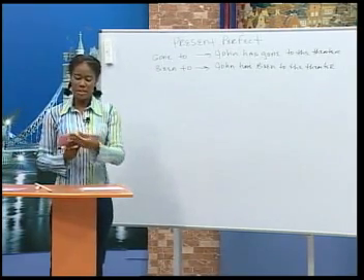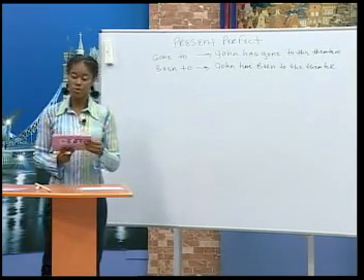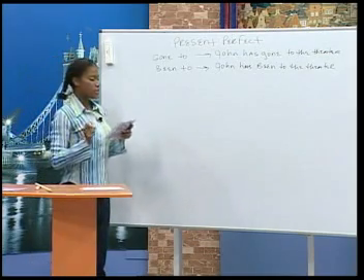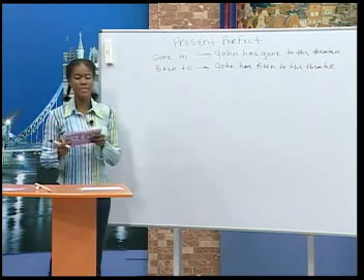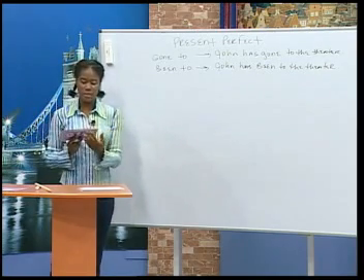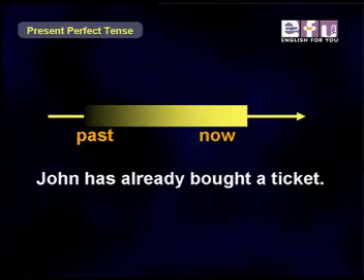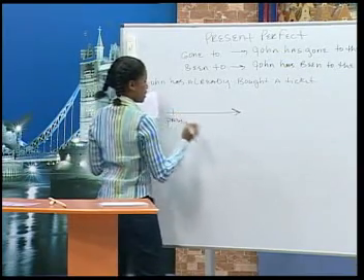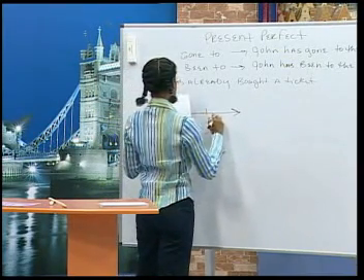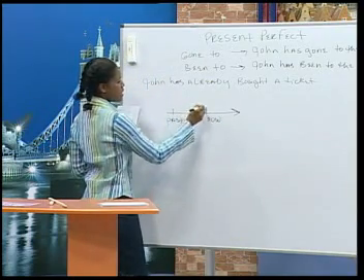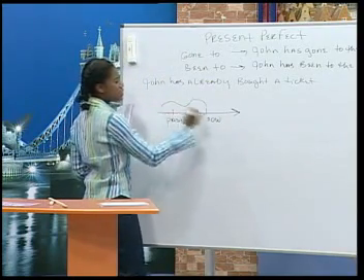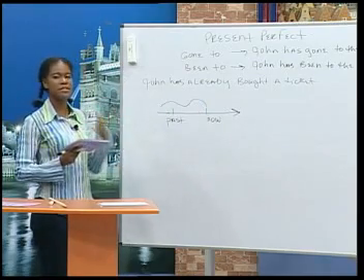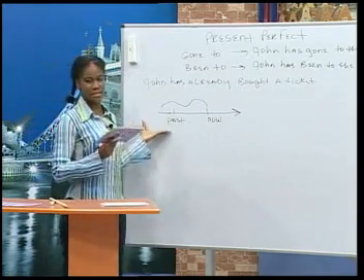Let's look at some timelines to help us better understand the present perfect. We use the present perfect to express an activity that happened or didn't happen in the past. Examples. John has already bought a ticket. Now, when did this happen? We have the past and we have now. So sometime in the past, up until now, we don't know when because it's not specified, John bought a ticket.